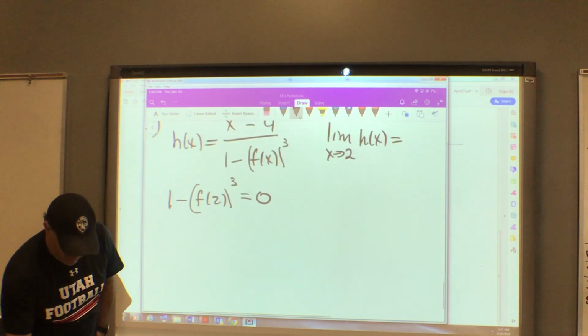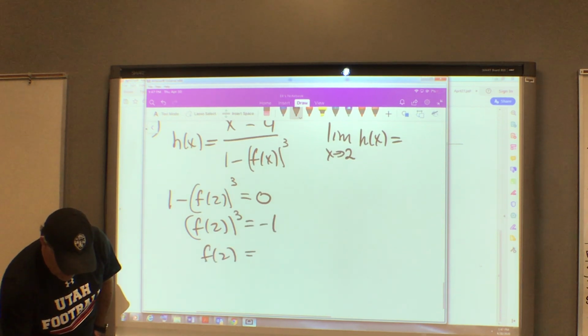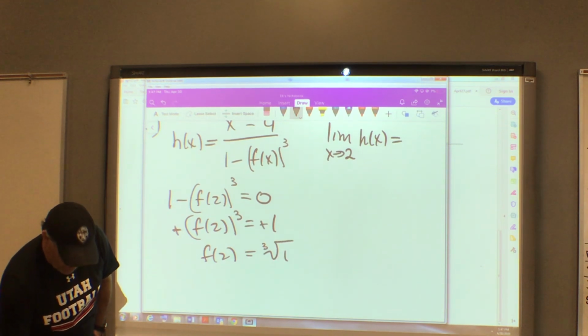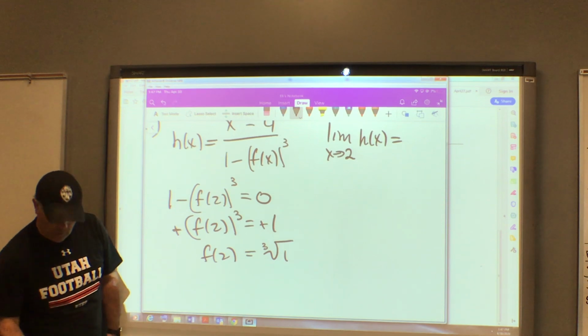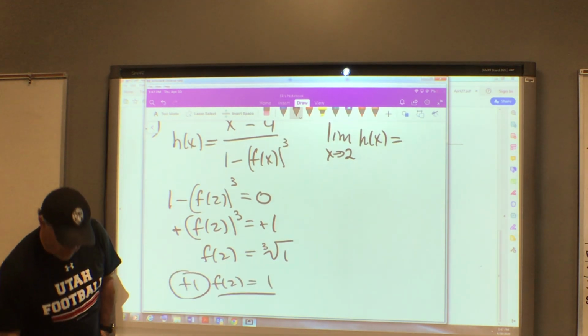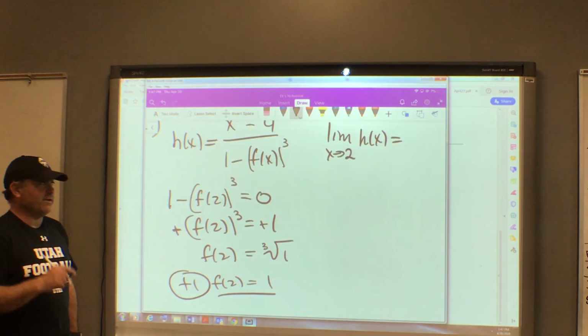And then we could move that 1 over and we get f of 2 to the third power is minus 1. That means that f of 2 is the cube root. Oh, this is negative, so we're going to make those both positive. It's going to be the cube root of 1, which you could leave right there if you wanted. Or f of 2 is going to be 1, that's worth a point. Okay? So we're up to 1 point.